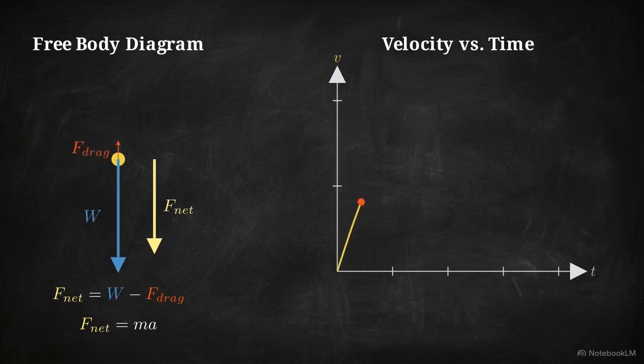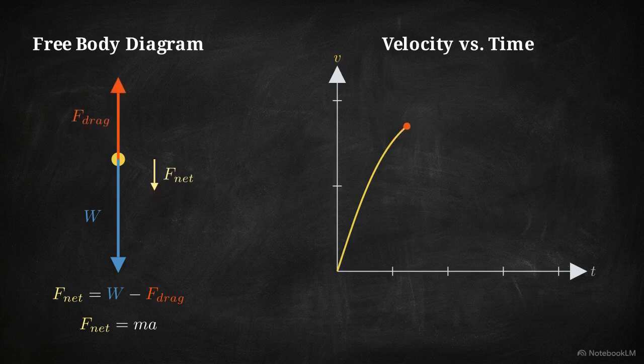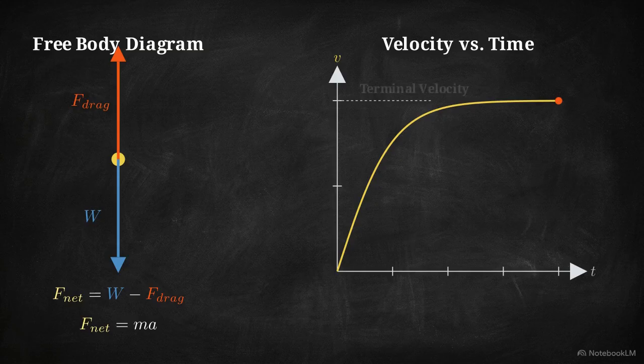As the skydiver falls, their velocity increases, causing the upward drag force to increase exponentially. As the upward drag vector grows, it offsets a larger portion of the downward weight. The net vertical force is shrinking. Because the net force is shrinking, the acceleration must decrease, even as the object's speed continues to rise.